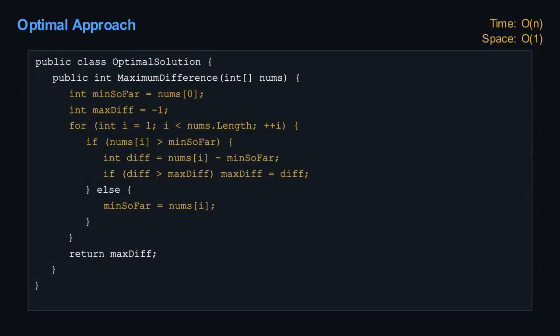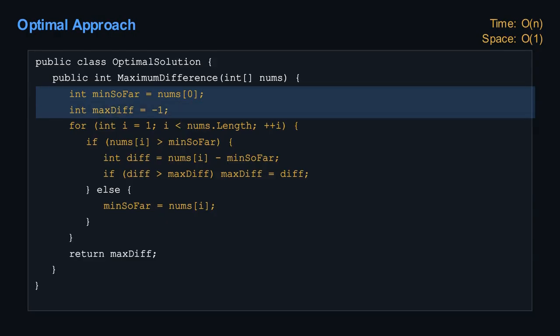The key insight to optimize this is realizing we don't need to reevaluate the minimum element for every potential j. As we iterate through the array, for any given nums[j], the best nums[i], where i is less than j and nums[i] is less than nums[j], will always be the smallest element encountered so far up to index j-1. So, we can maintain a variable, let's call it min_so_far, which stores the minimum value seen from the beginning of the array up to the current position.